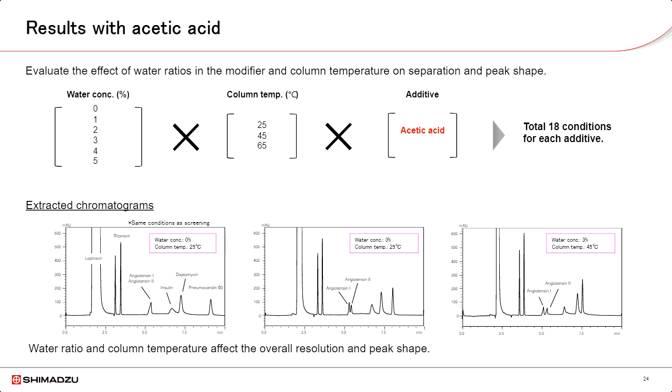In this case, resolution between angiotensin 1 and 2 is not able to be achieved, and peak shapes generally suffer, as well as having later elution. When we step up to 3% water, we can see that angiotensin 1 and 2 begin to become resolved, even at 25 degrees C. But by the time we've increased that temperature to 45, on the right, we can see we're nearly at baseline resolution of the 2 angiotensins.